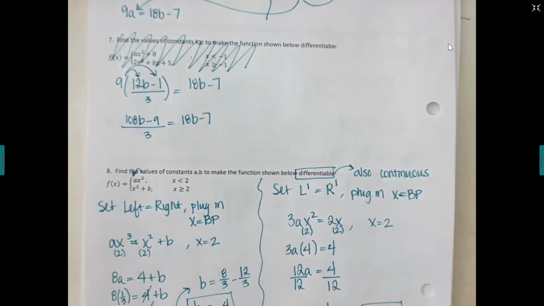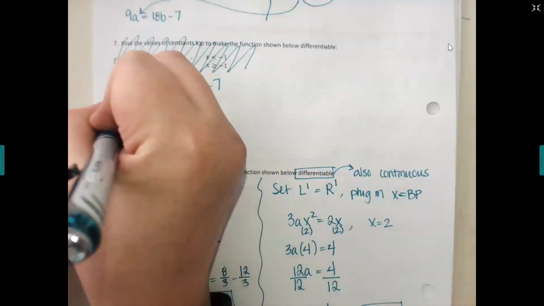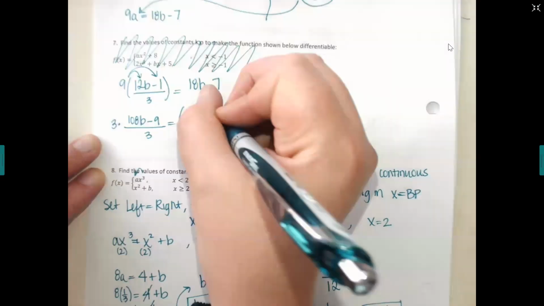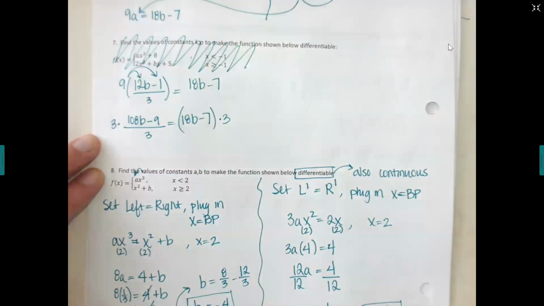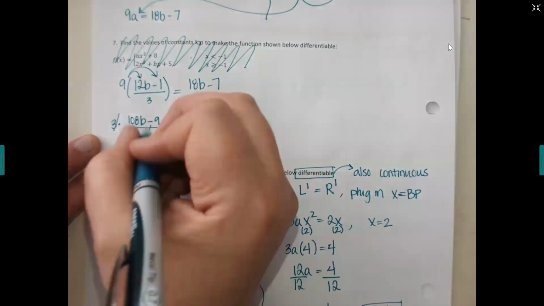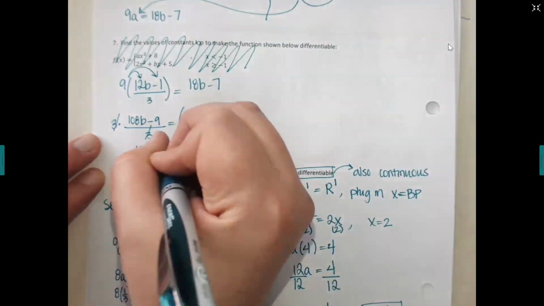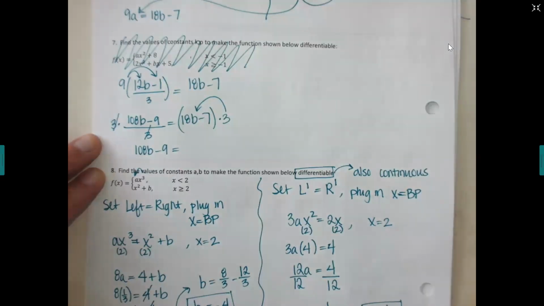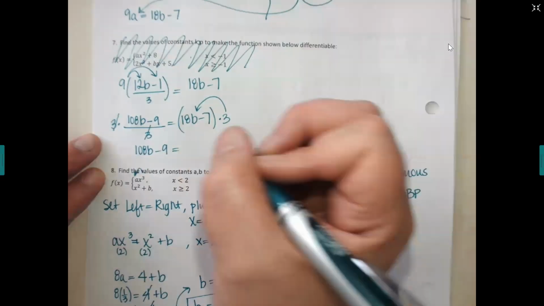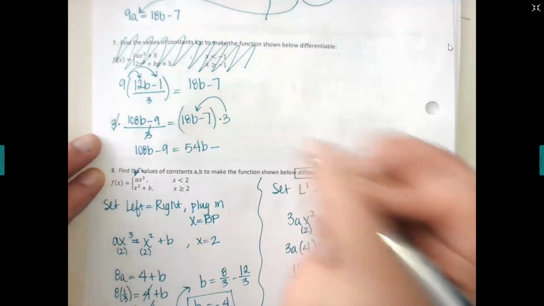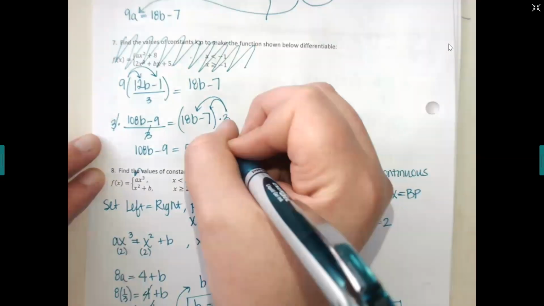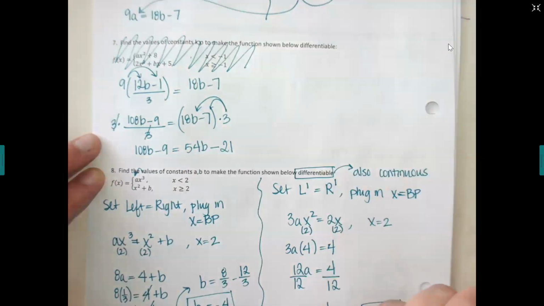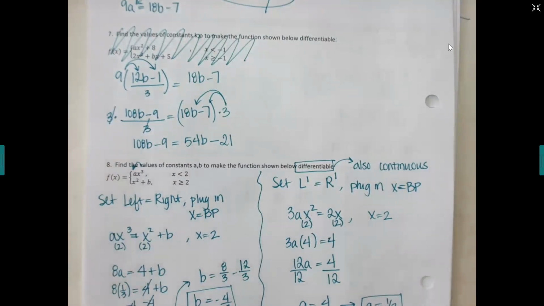Okay, from here, if this side has a big divided by 3, how can I undo that? Multiply by 3. So I'm going to times by 3 here, and I'm going to times by 3 here, which means now these guys cross out. I have 108b minus 9 equals, what is 3 times 18b? 54b. Minus 7 times 3 is 21, right?